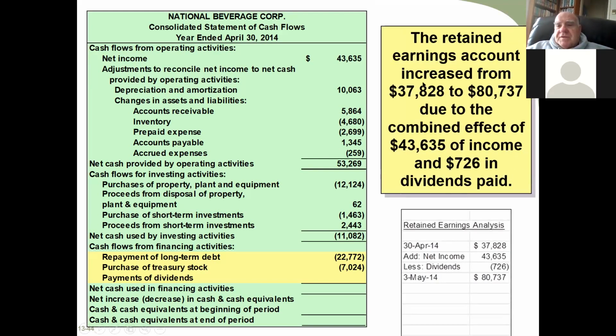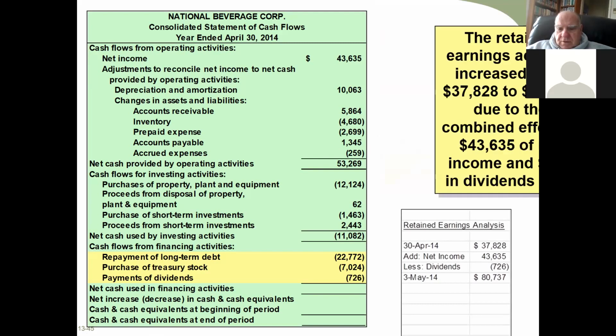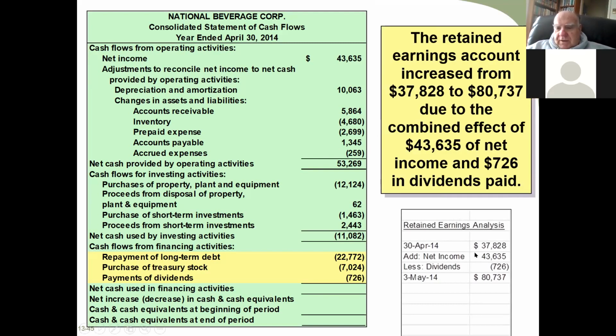The retained earnings account increased from 37 to 80 due to the combined effect of the income and dividends paid. Okay, so we had dividends of 726. How come we don't put the net income here? Because it's up here. It started up here. The net income is the start of the indirect method cash flow statement. So we now accounted for the difference in the retained earnings.